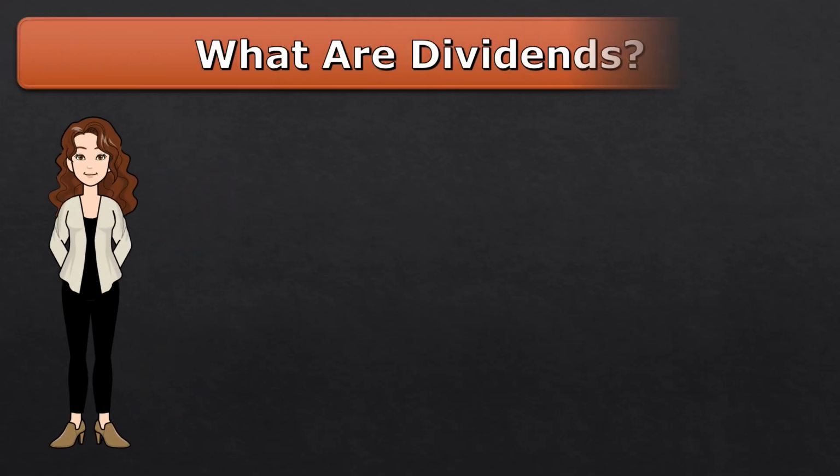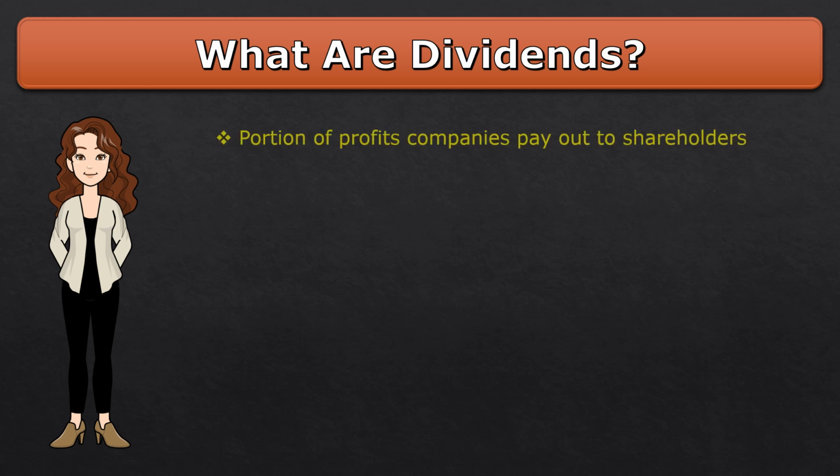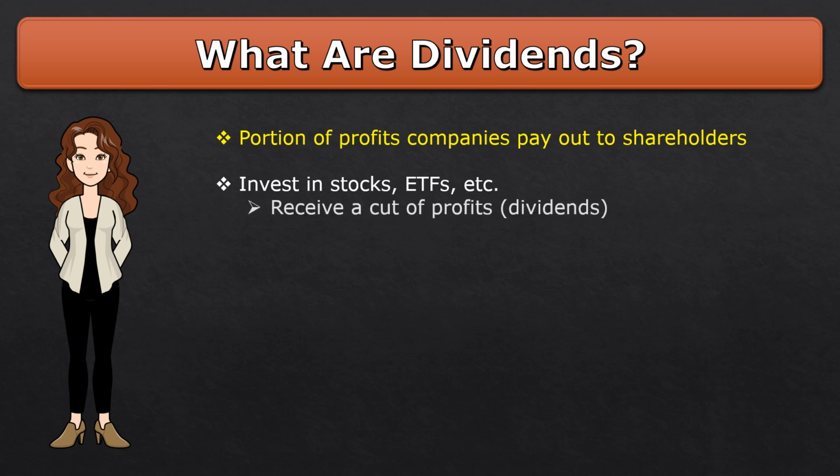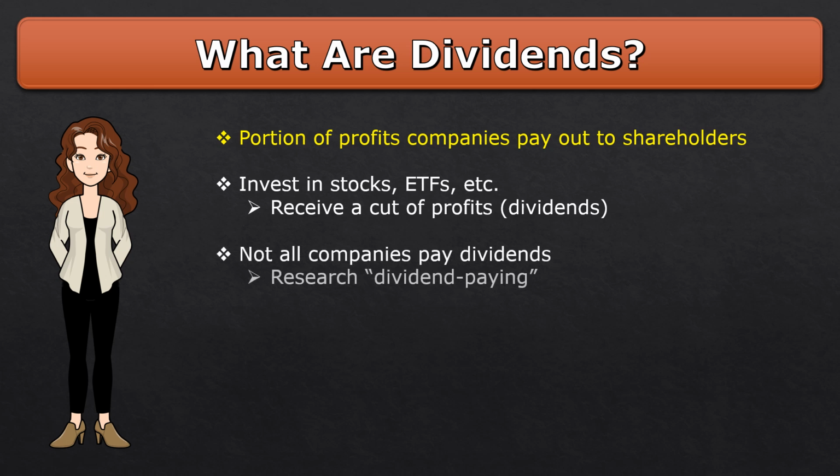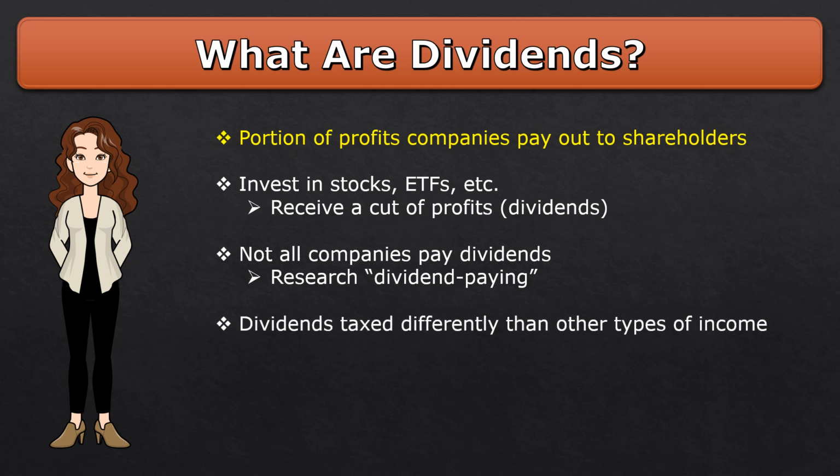First of all, what are dividends? Basically, dividends are the portion of their profits that companies pay out to their shareholders. In other words, when you invest in stocks, whether it's by buying a specific company's stock directly or via an ETF, there's a possibility that you'll get a cut of that company's profits in the form of dividends. Not all companies pay dividends, so if you're looking to earn this type of income, be sure to research dividend-paying stocks or ETFs. Dividend income is interesting because it's taxed differently than any other type of income.